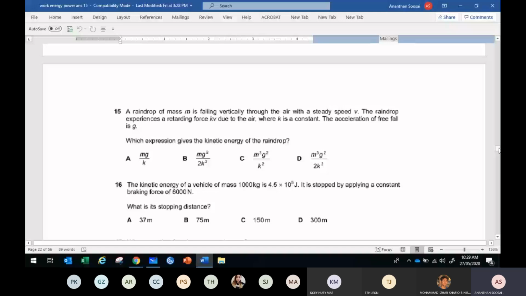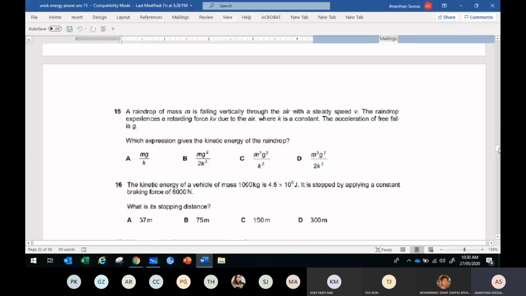It's moving with the terminal velocity. Force up should be same as force down in this case, right? Because moving with a constant speed, so force up should be equal to force down. They're asking for kinetic energy. Kinetic energy is, of course, we know half mv squared. So half, okay, m okay, but v we need to replace. We need to replace in terms of k. That's the problem now. Okay, so many say D. So I believe should be D.